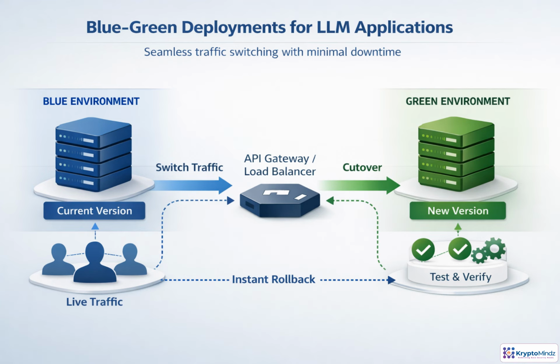Blue-green deployment keeps two production-ready versions of an LLM application available at the same time. Blue is the stable version serving real users. Green is the new candidate, already deployed, warmed up, and tested with monitoring before users depend on it. When confidence is high, traffic shifts through a gateway, load balancer, service mesh, or feature flag. The main advantage is reversibility. If latency, quality, cost, or safety checks look wrong after cutover, teams can route traffic back to Blue while they investigate.